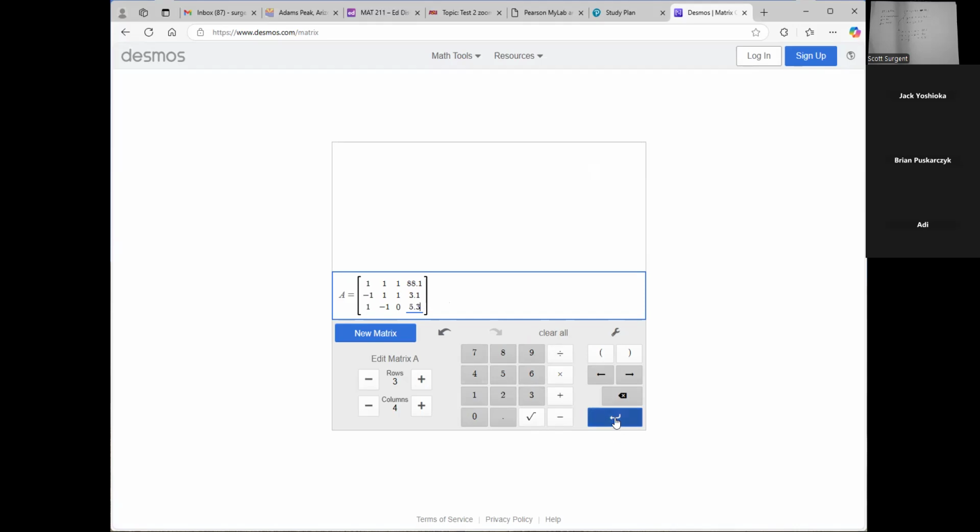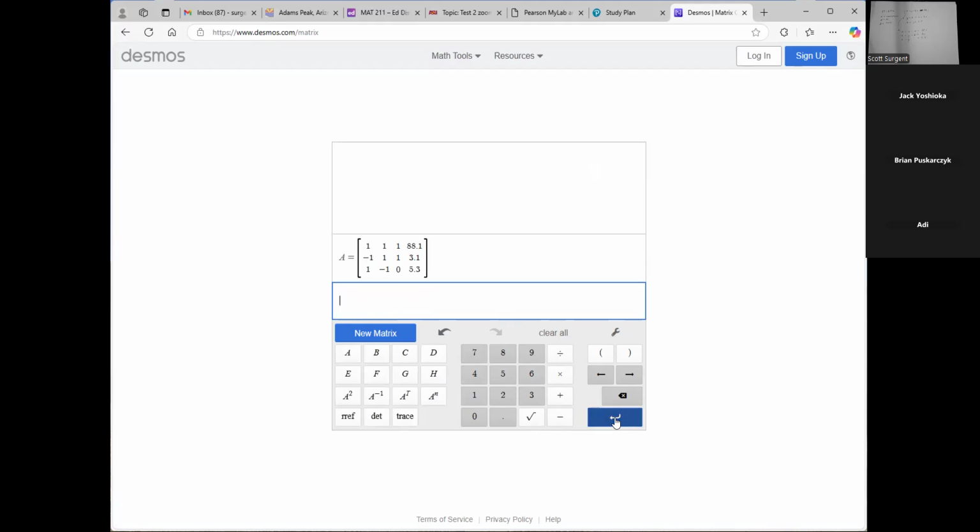Okay, so then you hit this little button up here on the lower right, and that enters it into memory. And then this is really cool. You go to the RREF, which stands for row reduced echelon form. And you just type in A and let it do all the work for you. Isn't that awesome right there?